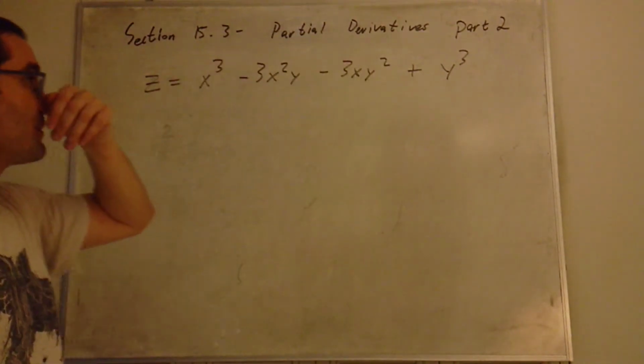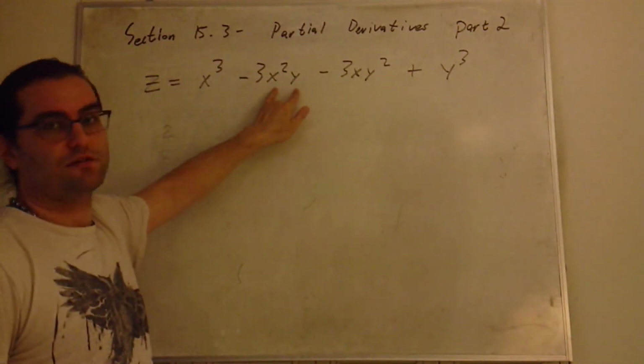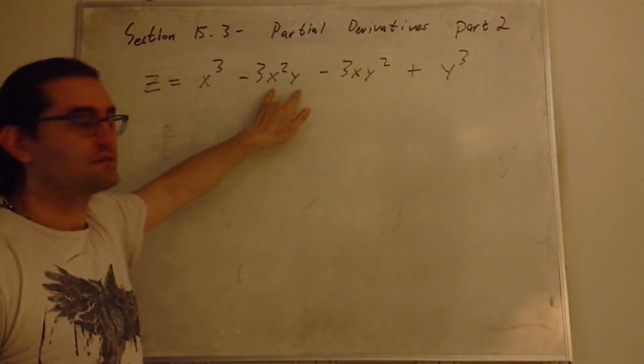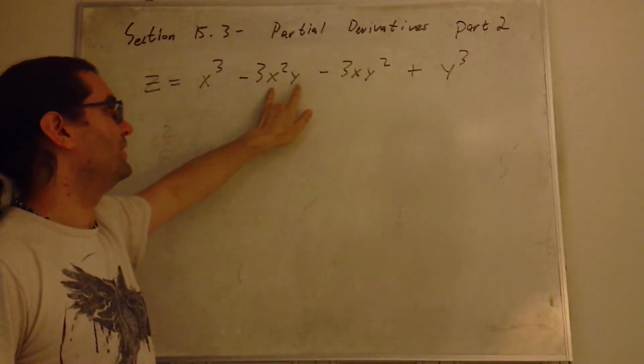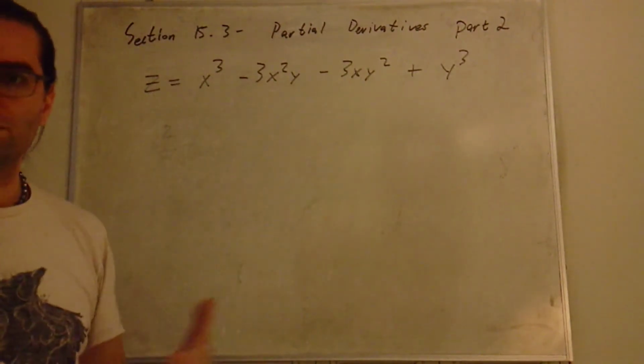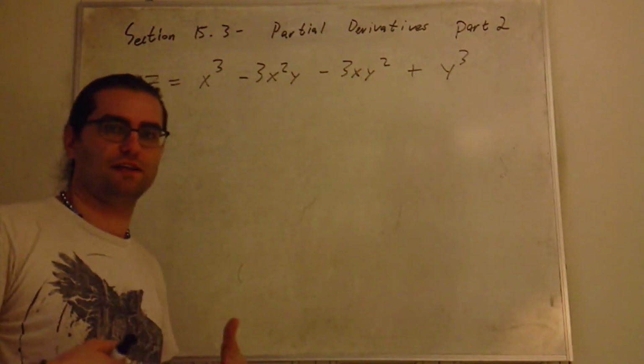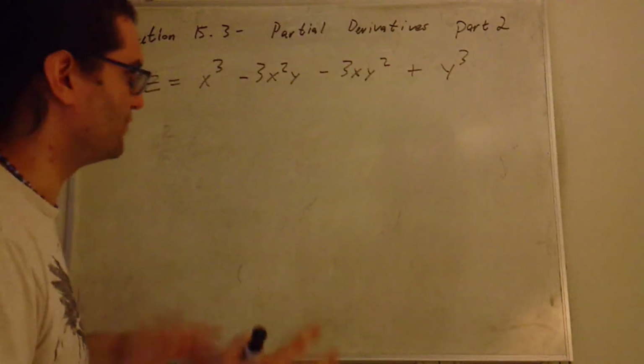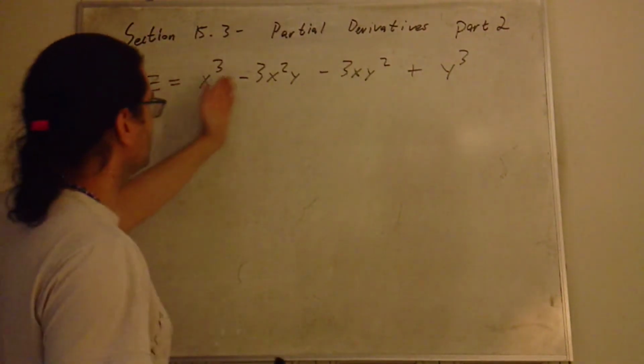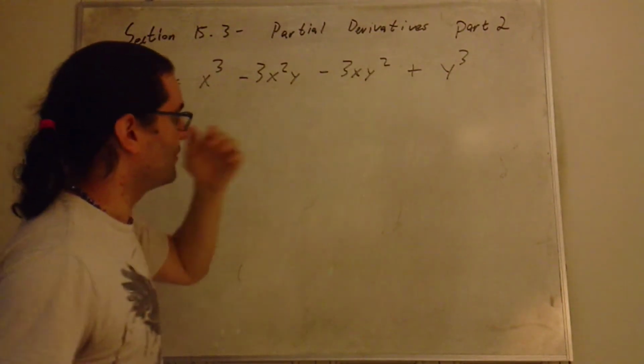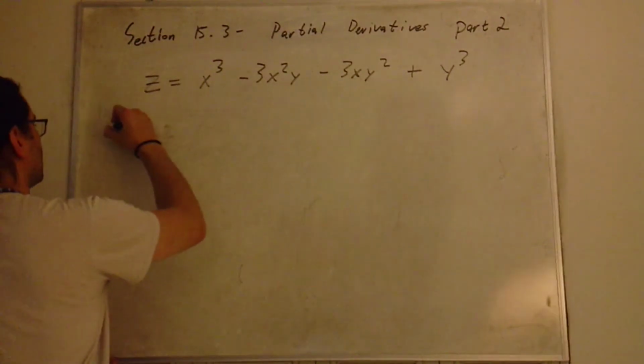All things third degree. I should note that this counts as a third degree term because the total degree here is 3. When you've got multiple variables in the same term, you add together their powers to get the degree of that term. So all of these are third degree terms. This is a third degree polynomial. Let's find its derivatives.